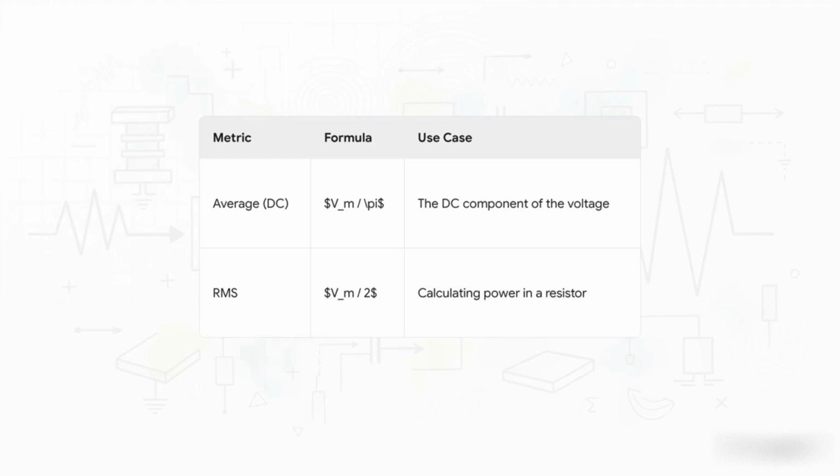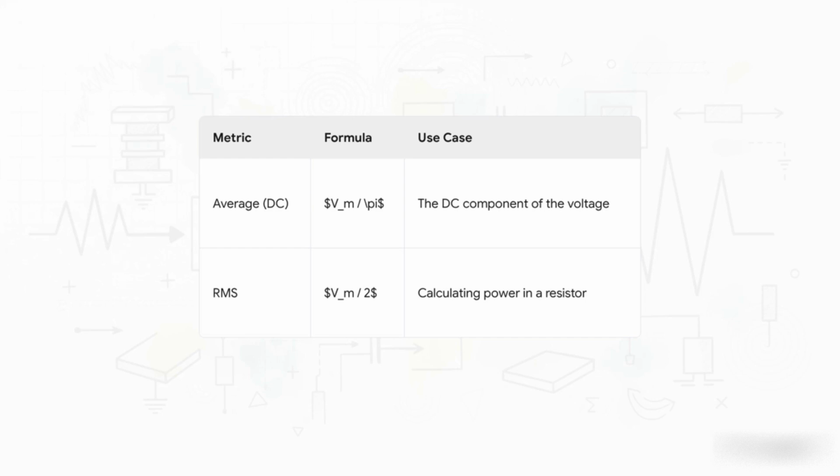Okay, and this slide, this is where people trip up all the time. For this new, bumpy waveform, we have two totally different but really important ways to measure it. The average value, that's the peak voltage, Vm, divided by pi, tells you the DC component. It's what a normal DC voltmeter would actually show you.